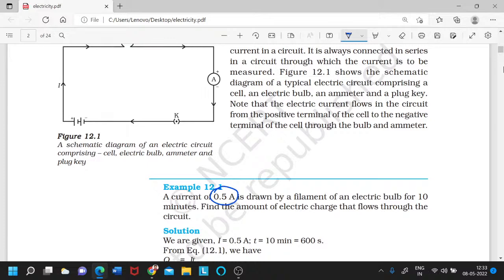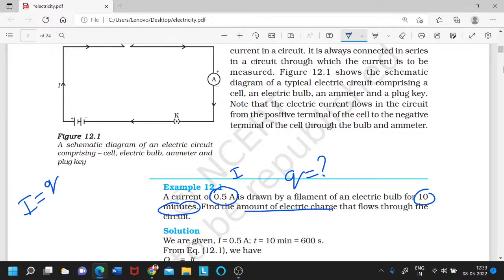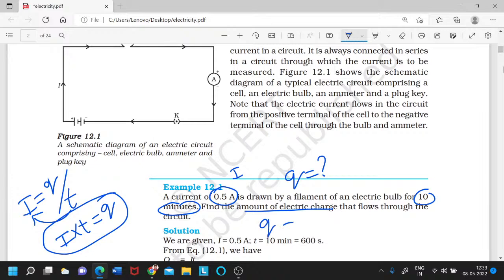Current is given as 0.5. Time is given as 10 minutes. They asked how much charge, Q is the question mark. Current is equal to charge by time. Taking time to that side, current into time is equal to charge. So charge is equal to current into time. Current is given as 0.5. What is time? Time is given as 10 minutes.